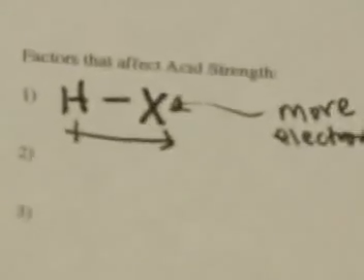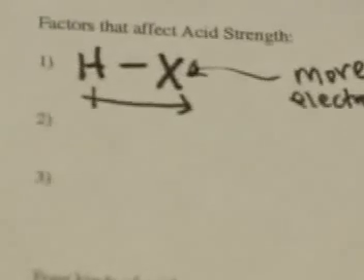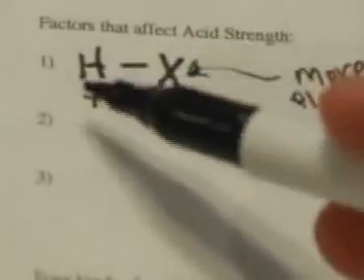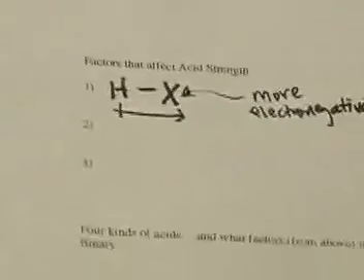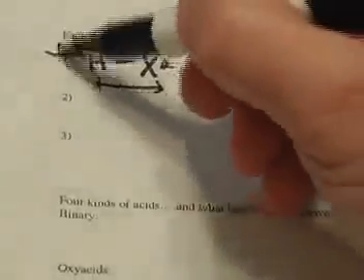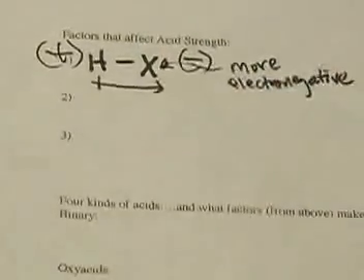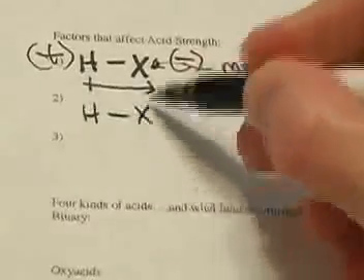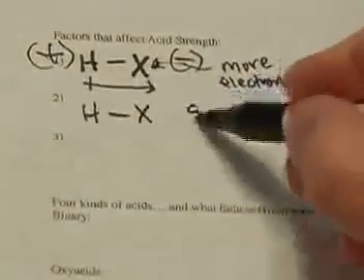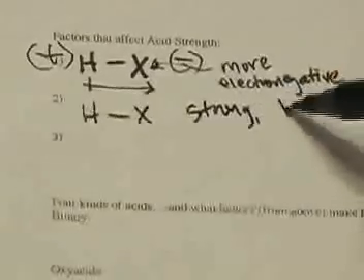So, factor number 1 that causes acidity is that there must be a polarized bond between the hydrogen and its anion. And it must be in that direction. The more positive thing over here, the more negative thing over here. Second thing is the bond strength between hydrogen and the anion. It has to be strong, but not too strong.